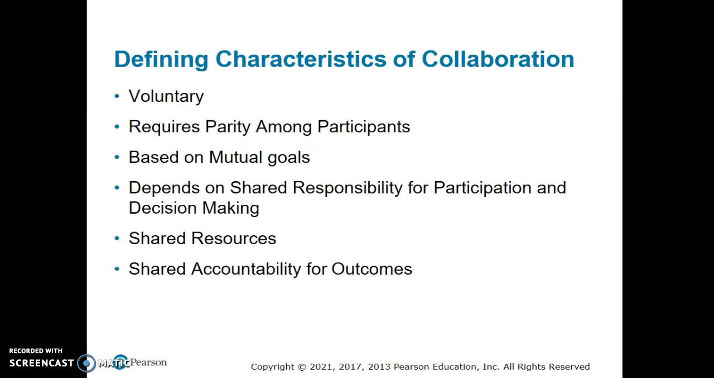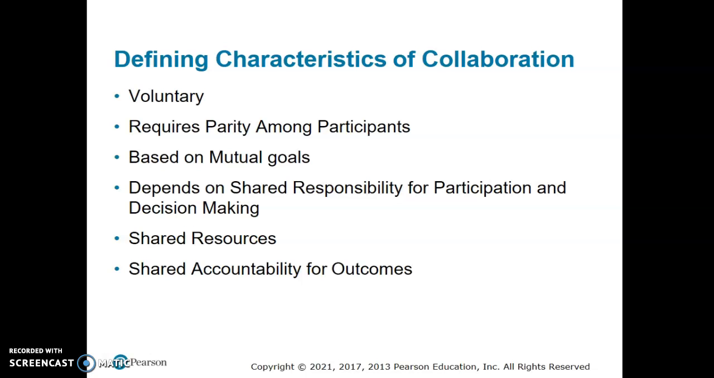And so some defining characteristics of collaboration. You should know that collaboration is voluntary. You may be required to attend collaboration days at school. You may be required to attend meetings where collaboration is the expectation. But truth be told, your participation is 100% voluntary. So think about that for a minute.